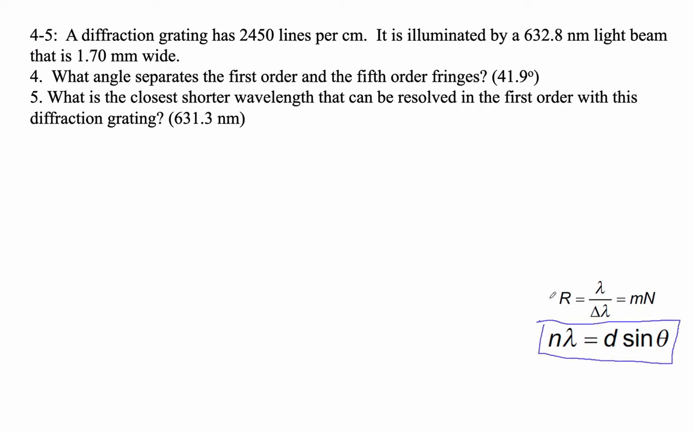Now that whole 1.7 millimeters, we're going to get to that when we get to the resolvency here. But for number 4, we have to figure out what d is, right? So we know that 1 centimeter is divided into that many spots. So d is going to be literally 0.01 meters divided by 2,450. So we can do that.